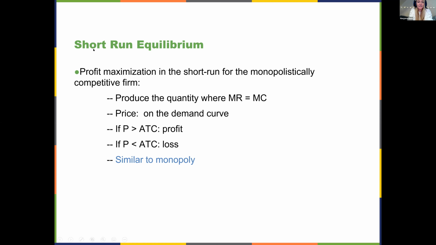So again, in the short run, profit maximization for the monopolistically competitive firm looks exactly like a monopoly. So if you remember the monopoly profit maximizing video, this should be very straightforward. They're going to produce the quantity where marginal revenue equals marginal cost. The price that they charge is going to be on the demand curve. And this is going to be similar to a monopoly.